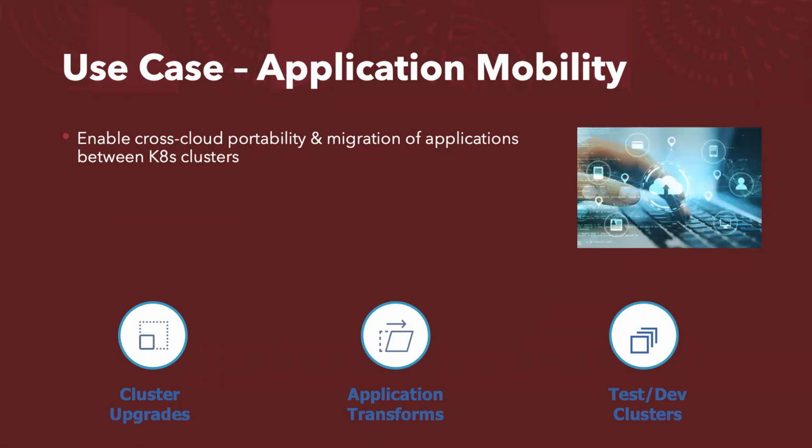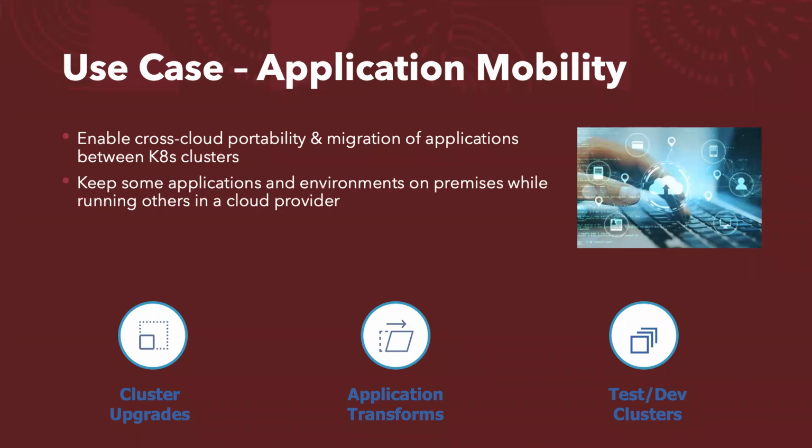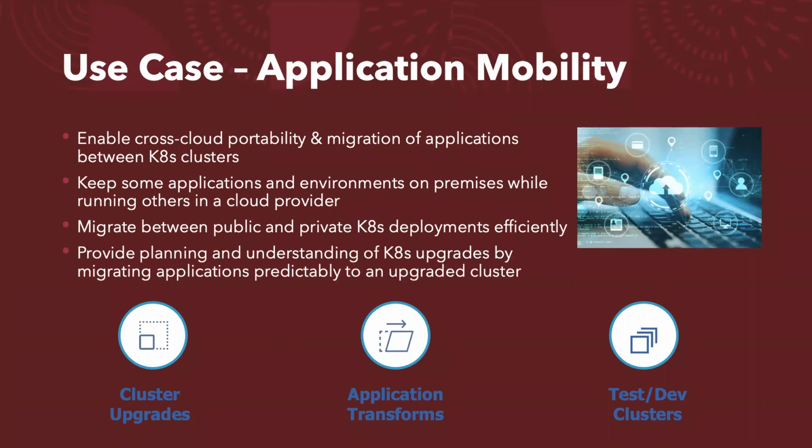With the application mobility feature, we enable you cross-cloud portability or migration of applications between Kubernetes clusters. We allow you to keep some applications running on premises while running other applications in the cloud provider. It's a hybrid model. And we allow you to easily migrate between public and private Kubernetes deployments efficiently. We will also provide you the planning and understanding of Kubernetes upgrade by migrating applications predictably to an upgraded cluster. You just create an empty new cluster, and we allow you to easily migrate from the older environment to the new environment.